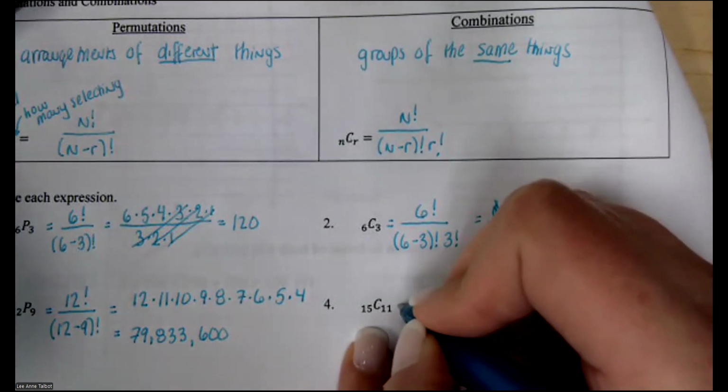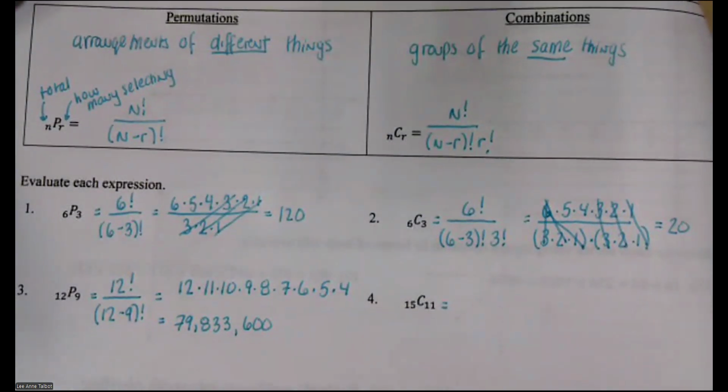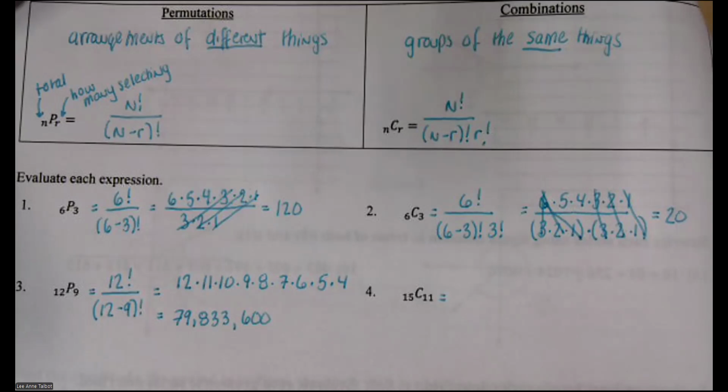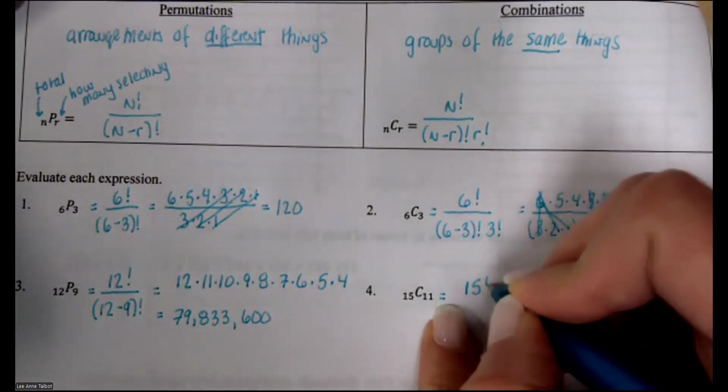Okay. Try number 4 in your groups. I don't know about this one. You might need a calculator. We'll see. You can go check if you want. I'm almost done. Okay. Let me just try it. I don't know how bad this is going to be.